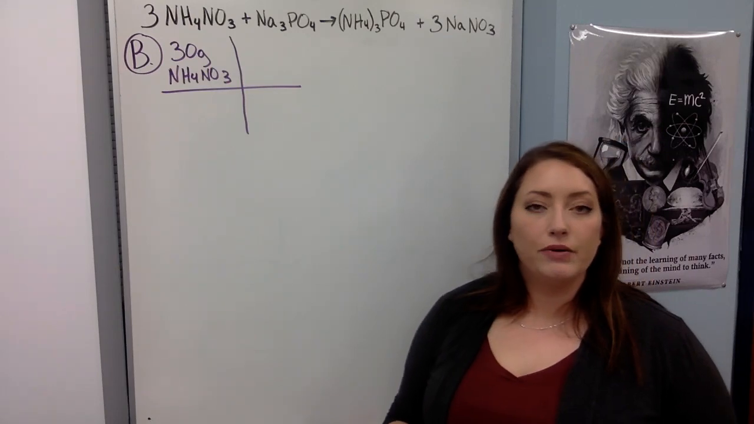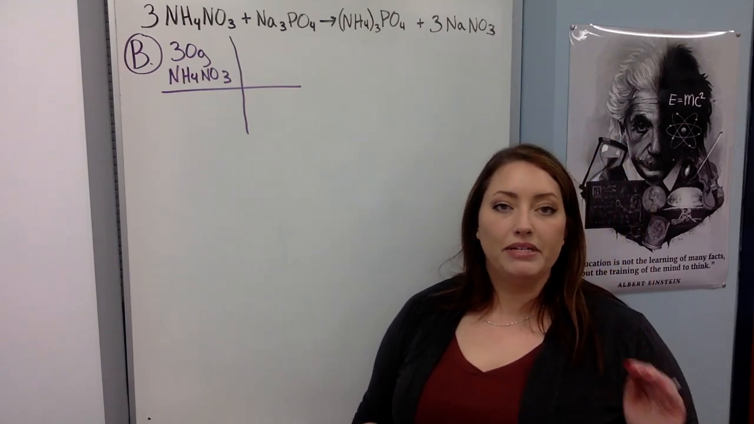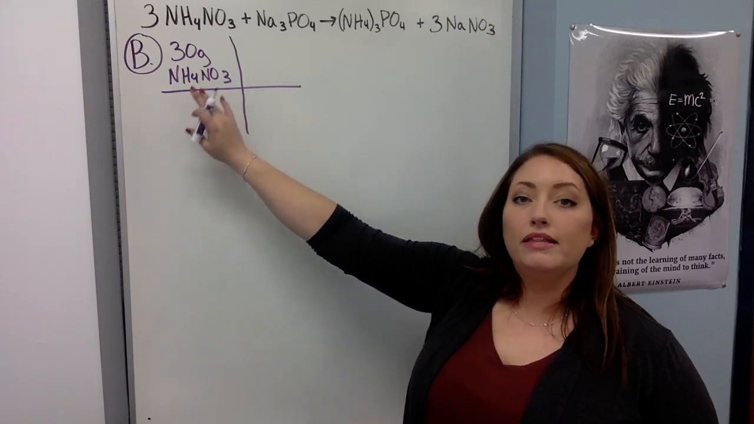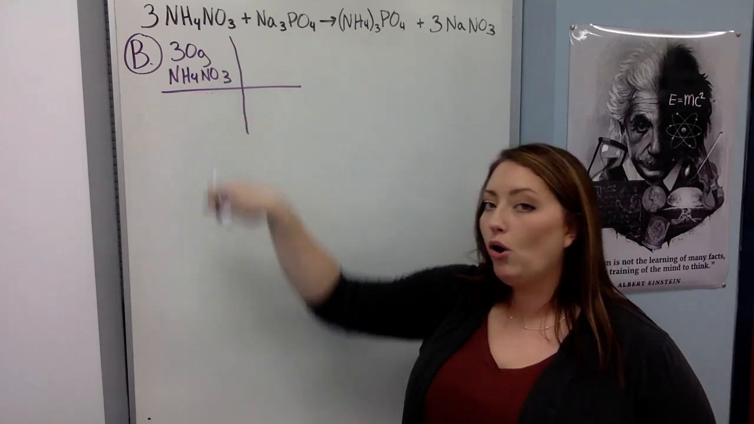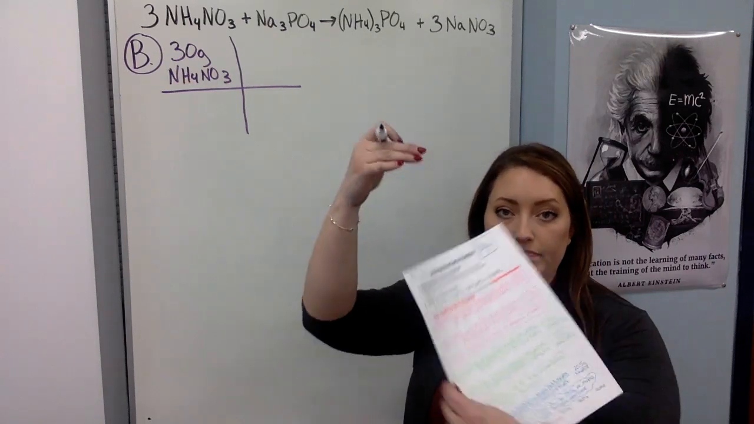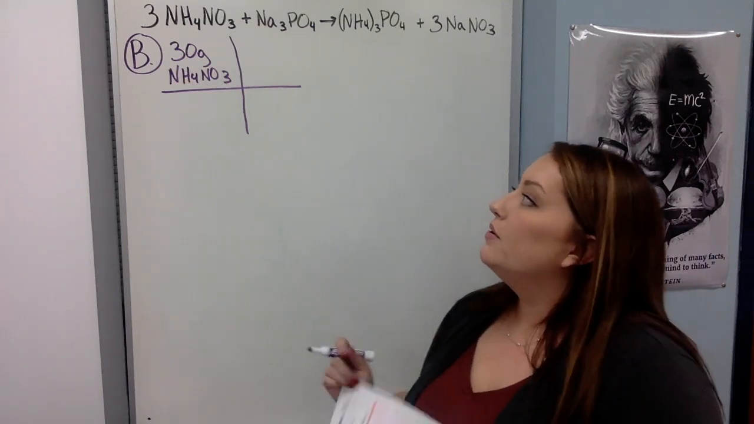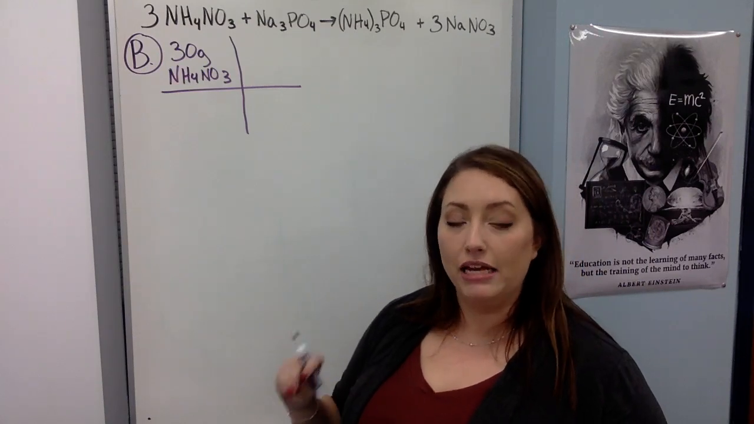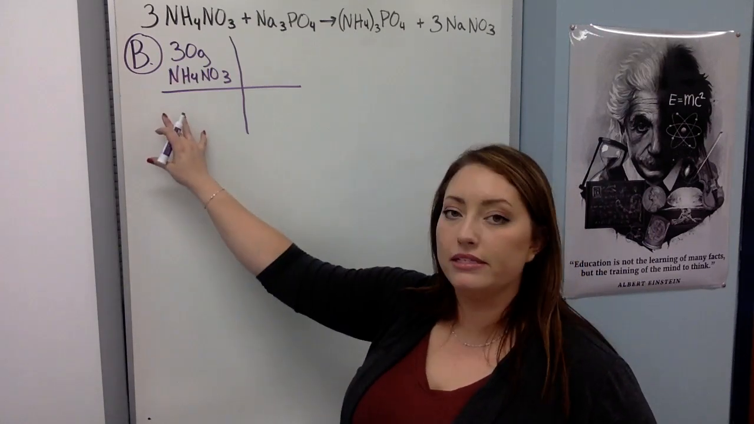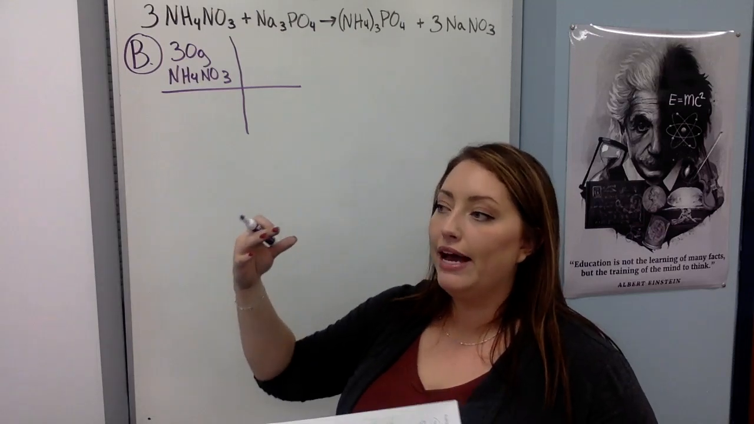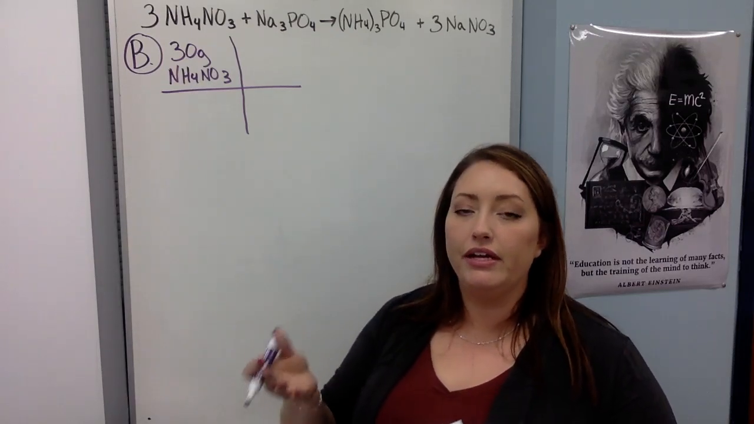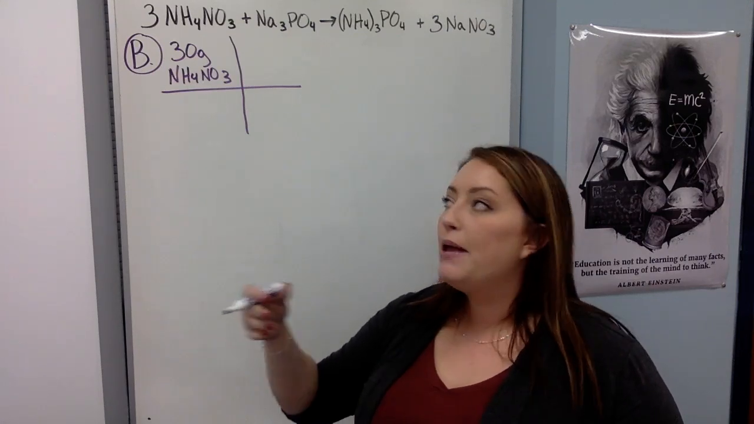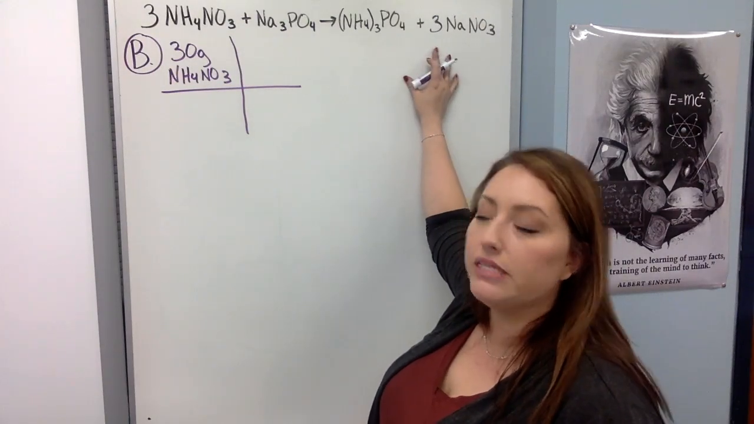Okay, so let's get started with part B. So now that we've identified our limiting reactant, we know that it's the 30 grams of ammonium nitrate. This is the value that we're going to start all of the rest of our problems with for number 1. So the second question is asking us to figure out how much of each product can be produced using this limiting reactant. So if we're in a lab and in a situation where you're given 30 grams of ammonium nitrate and 50 grams of the sodium phosphate, how much can we produce of these products?